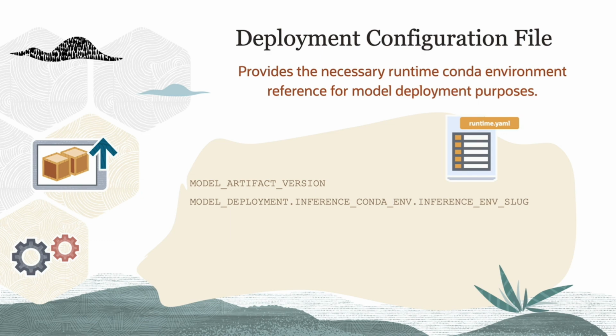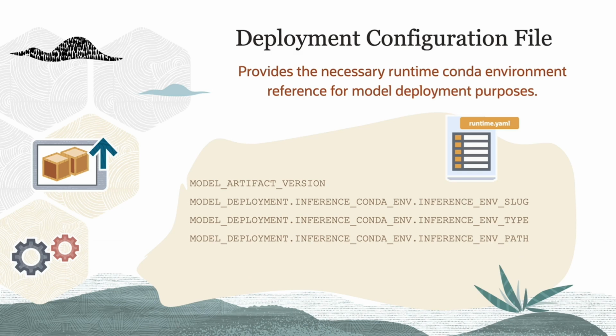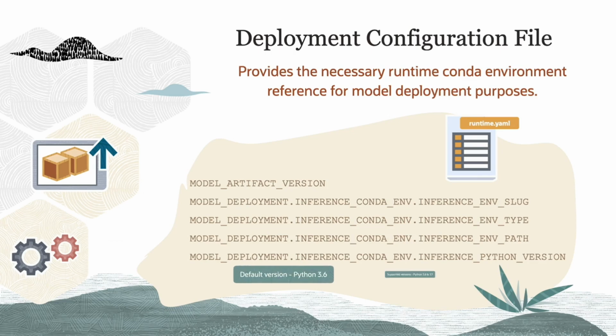In most cases, the inference environment is the same as the training environment, though that does not have to be the case. The inference environment type is the type of the Conda environment that you want to use for deployment and scoring purposes. There are two possible values here, either data science or published. The inference environment path is the path in object storage of the Conda environment you want to use for the deployment and scoring purposes. The path follows a syntax of bucket name at namespace / file path. Finally, the Python version is the version of the Conda environment you want to use for model deployment. The default version is Python 3.6. The supported versions are Python 3.6 and 3.7.